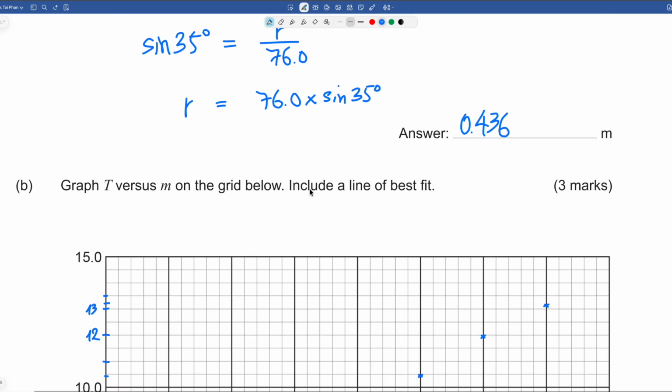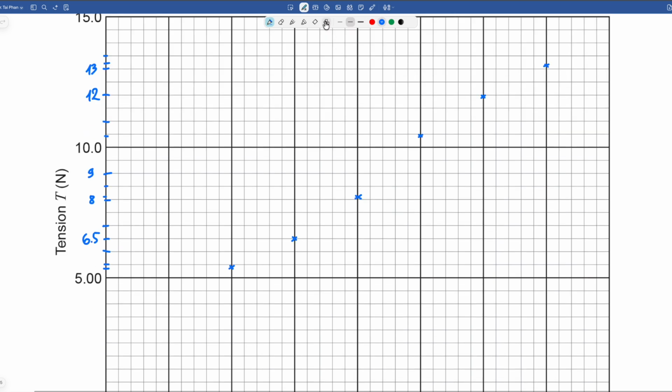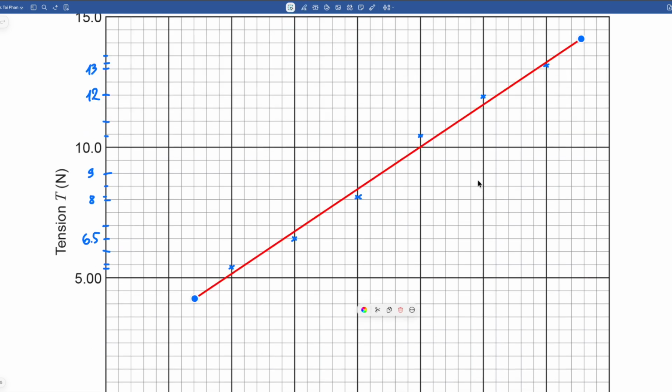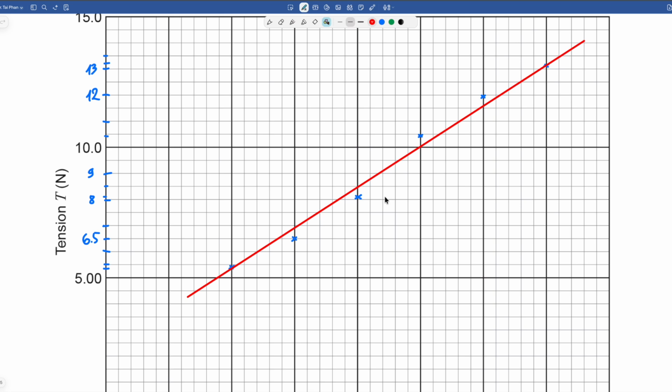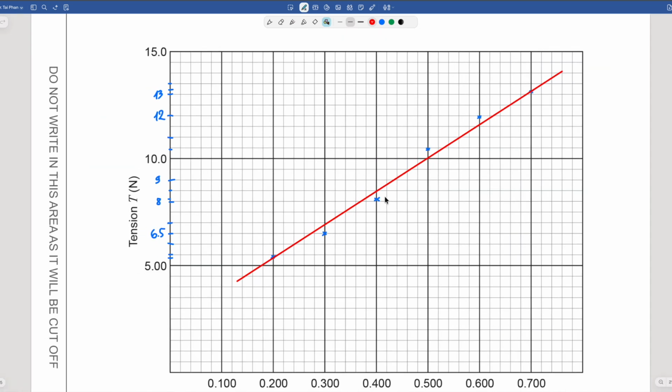Now the question asks us to draw a line of best fit. Okay, it looks better now. We need 3 points below like this, 2 points here below, 2 points here above the line, and 2 other points residing on the line. This is the best fit line that I can do, I think. Okay, best fit line. That's it.